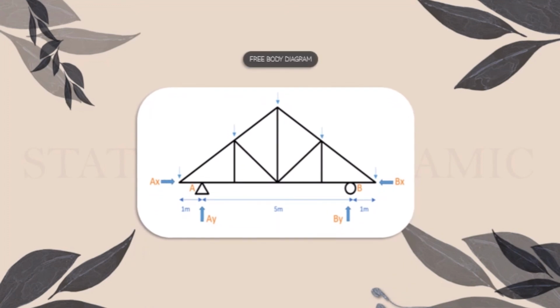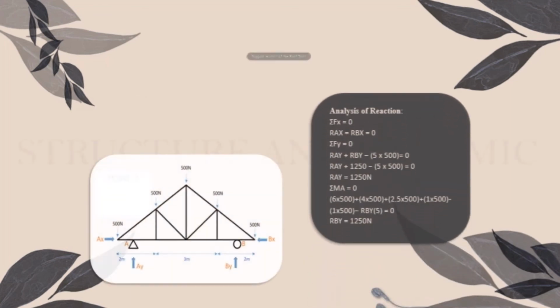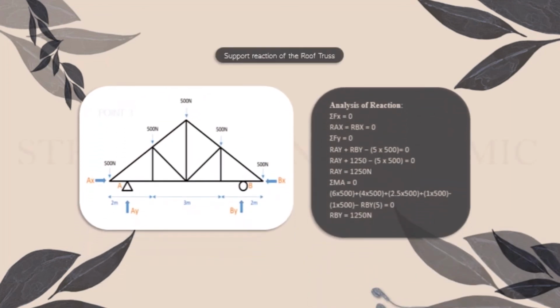This is the free body diagram of the roof. Support reaction of the roof truss. From the analysis of reaction, I have got 1250 Newton for both RAY and RBY.